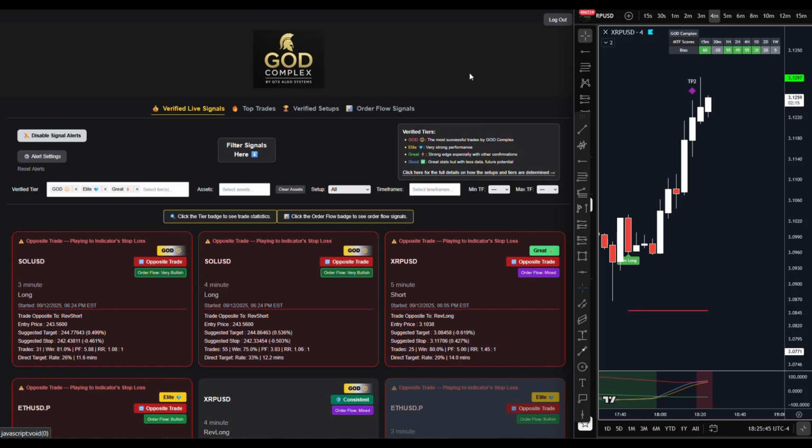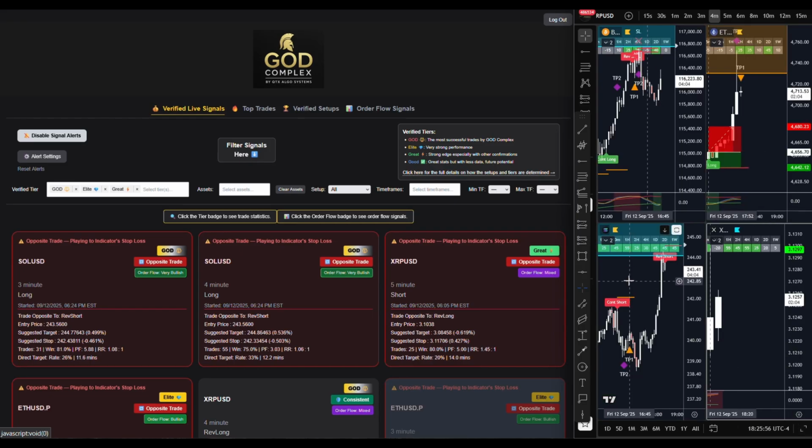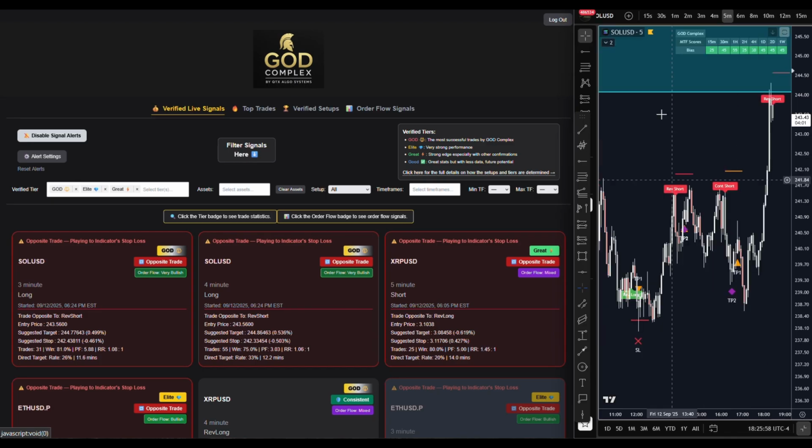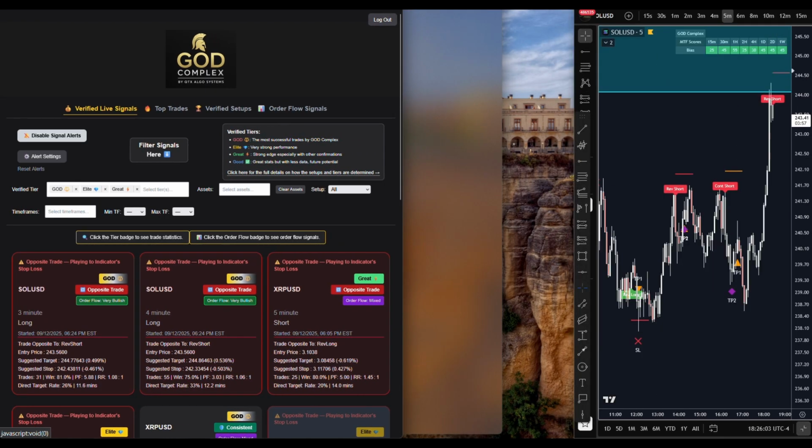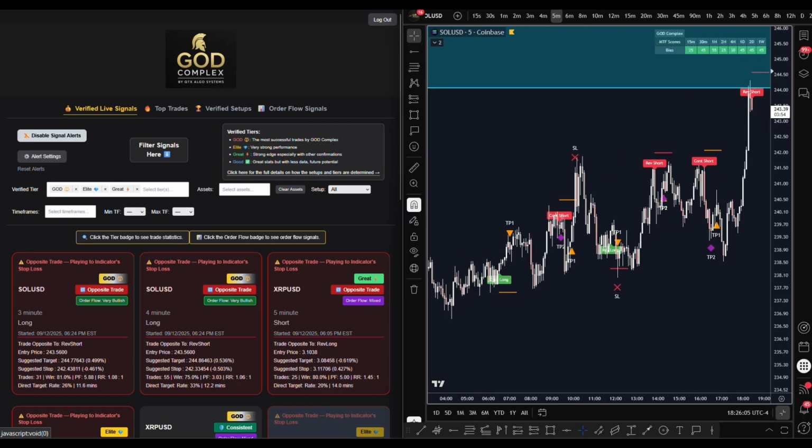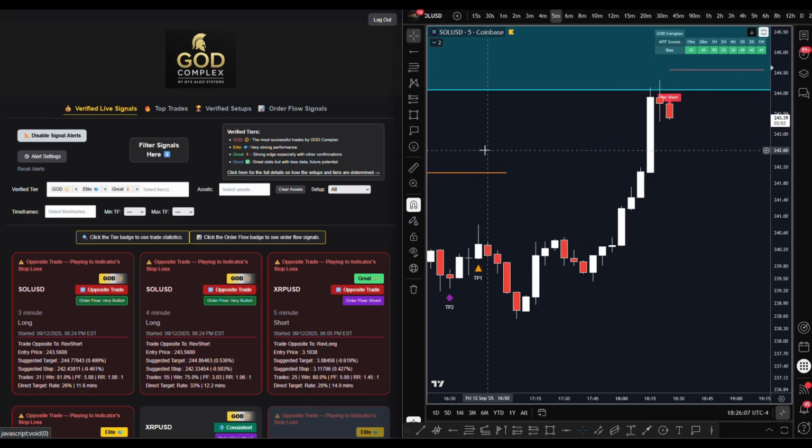I believe we've gone through everything now for the God complex dashboard and the new order flow signals. Let's take a look at this while we're here. That's going to be it for how to use the dashboard, but let's see how this looks here. So Solana's just fired off a 3-minute and 4-minute long. Both very good, God tier. Order flow very bullish.